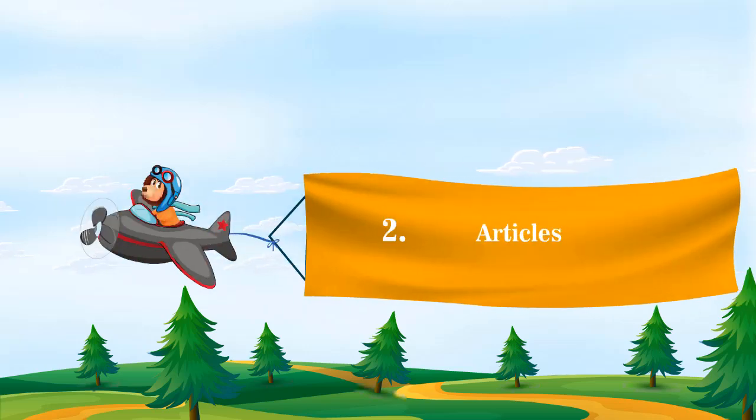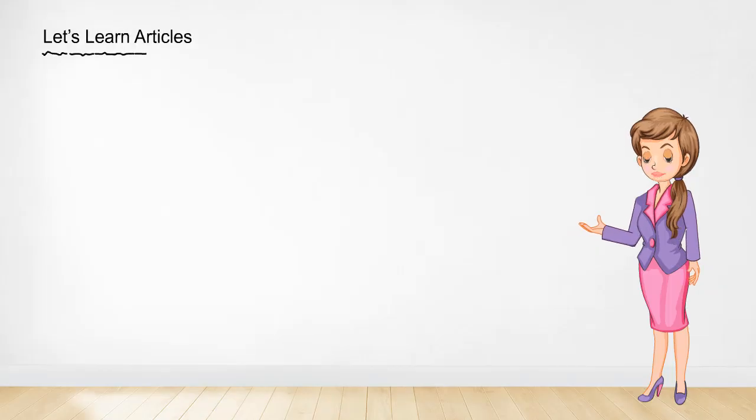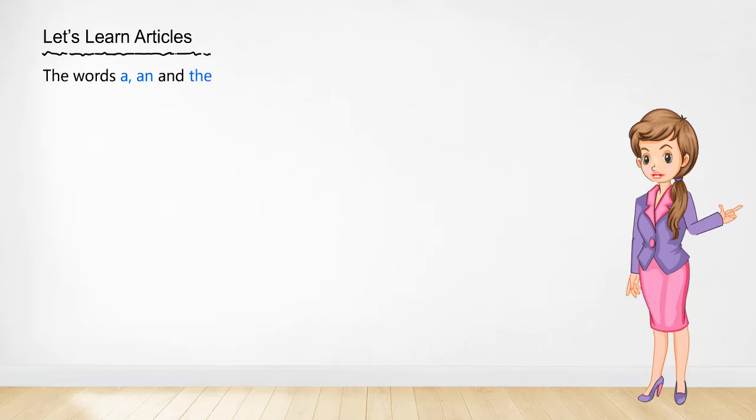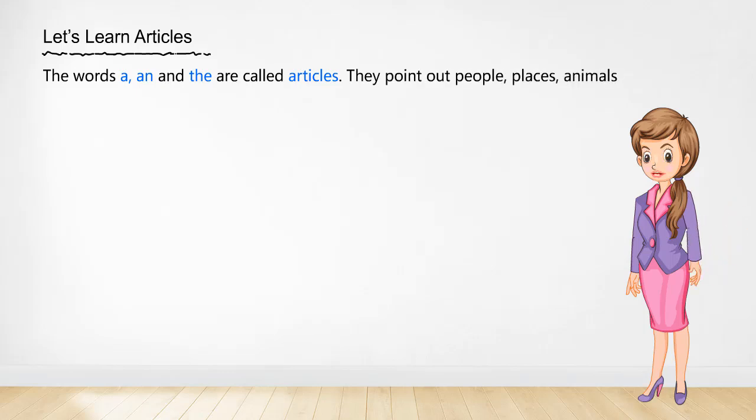Chapter 2. Articles. Let's learn articles. The words a, an, and the are called articles. They point out people, places, animals, and things.